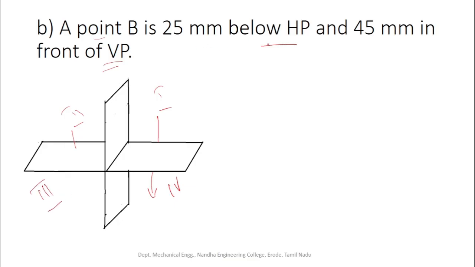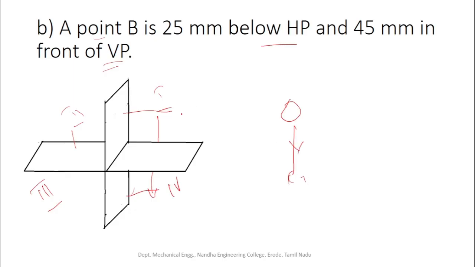The next reference for the description of location is with respect to VP. For example, to describe the location of an object placed in either the first or fourth quadrant, the term to be used is that the point A is some distance in front of VP, because the location or position of the observer is always here.